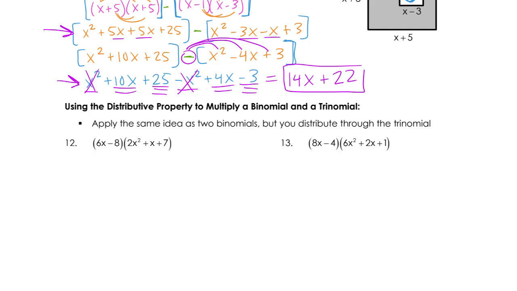Because if we do, first would give me this, outside would give me this, inside, and then last. Notice right here we completely missed that x term. So we can't actually say that we're foiling here. It doesn't follow those actual letters, but again, it is technically the same idea. So I'm going to go ahead and erase this really quick.